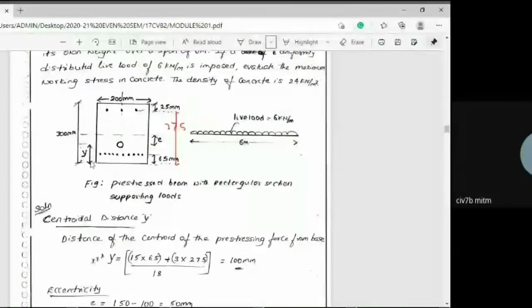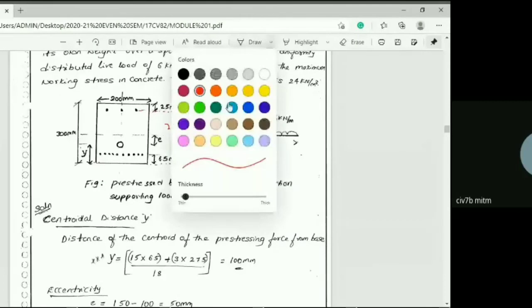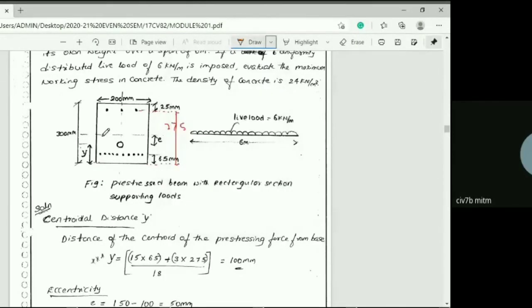So if y is 100 millimeter, how to calculate the eccentricity? Anybody? You know this particular distance is 150 millimeter, am I right? Because the centroidal axis of the section lies exactly at this point. Because it is a rectangular section, it divides into mirror images, two sections of 150 and 150. So now let us calculate the eccentricity distance.